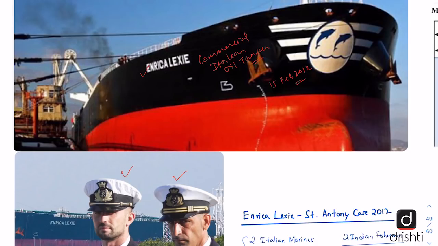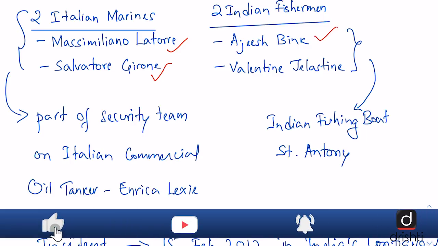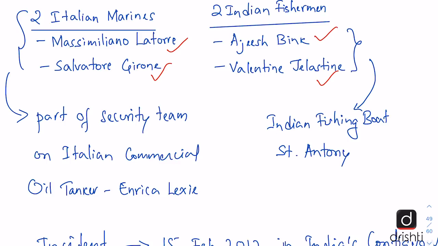So let us understand the key points of the case. The two Italian marines at the center of the controversy are Massimiliano Latorre and Salvatore Girone, whereas the two Indian fishermen who were shot dead by the Italian marines were Ajesh Binki and Valentine Jelastine, both belonging to Kerala, and their fishing boat was named Saint Anthony.